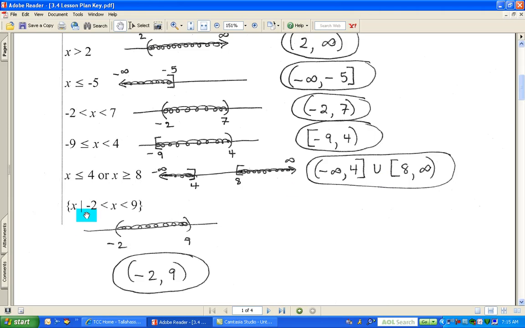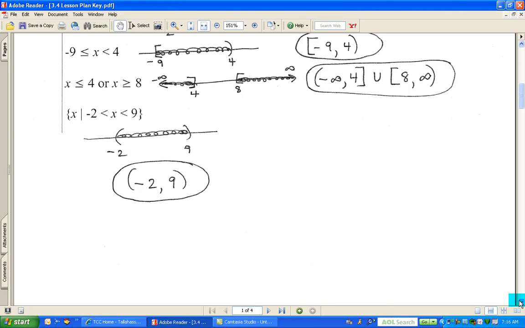And my last example here. X such that -2 is less than x is less than 9. This notation, remember right here, is called set builder notation. And what this basically really tells you is, it's the set of all real numbers x such that they obey this property. Well, if I draw those numbers, I'm between -2 and 9. No brackets, it's all parens because there's no equals. And we end up getting the answer -2, 9 with parens. Okay?